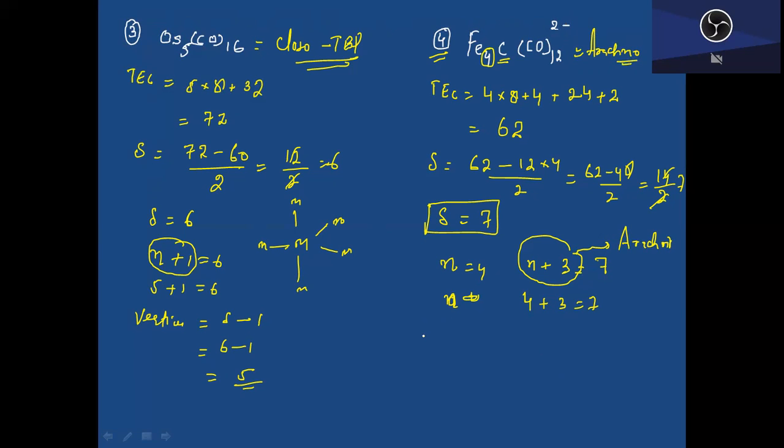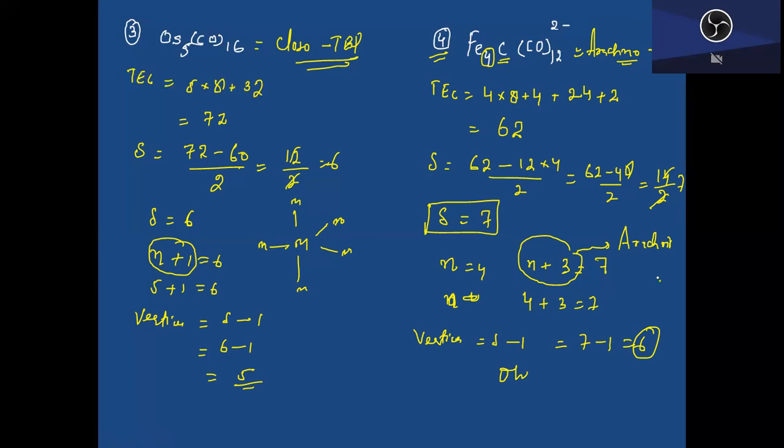Now let us determine the number of vertices. Vertices will be equal to s minus 1. s in this case is 7, so that is 7 minus 1, that is 6. Since we have 6 vertices, it is octahedral geometry. So we have arachno octahedral geometry. I hope the things are clear to you.